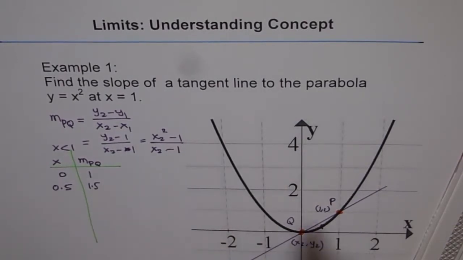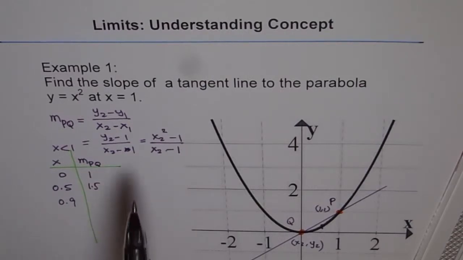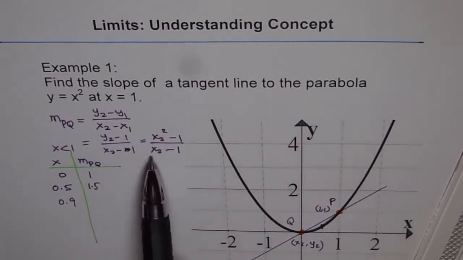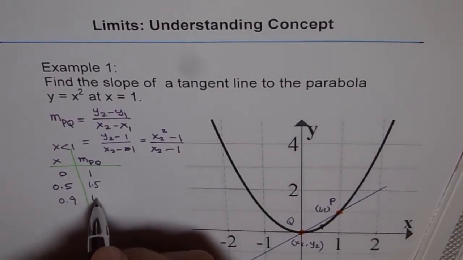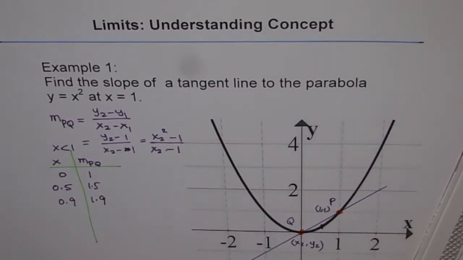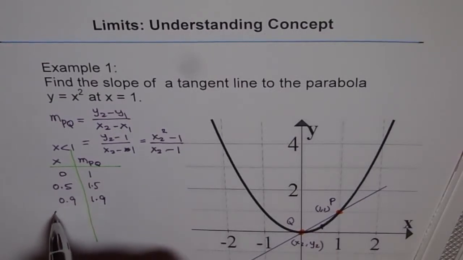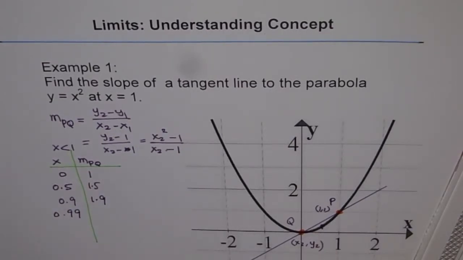Now let me take another point which is very, very close to this, let this point be 0.9. Mind it, it cannot be 1. It has to be closer to 1. So when it is 0.9, I get 0.9 square minus 1 divided by 0.9 minus 1. If we calculate this, we get 1.9. And now let's try another value, very close to it. Let it be 0.99. If we calculate with 0.99, we get 1.99.